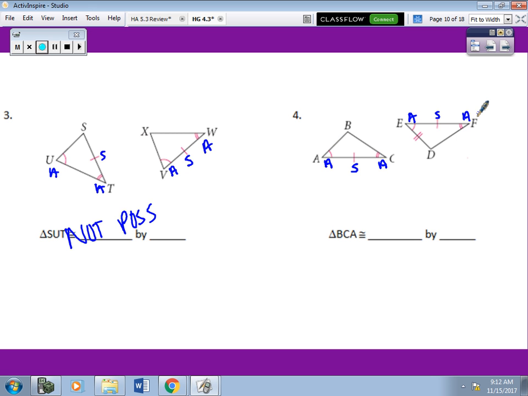We have angle, side, angle. We have angle, side, angle. That's enough to prove that the triangles are congruent. So angle, side, angle. Triangle BCA is congruent to triangle DFE.